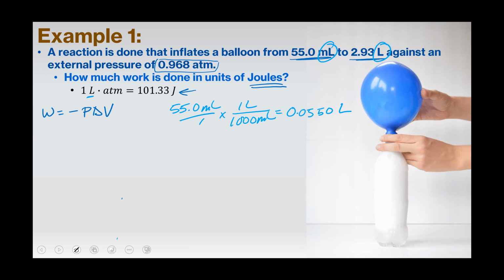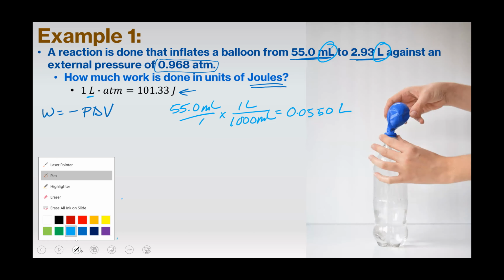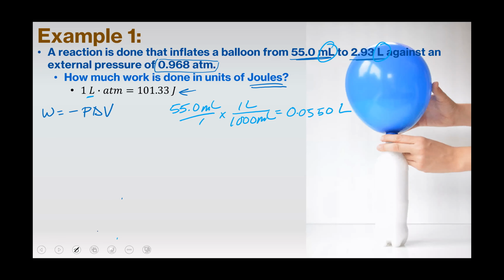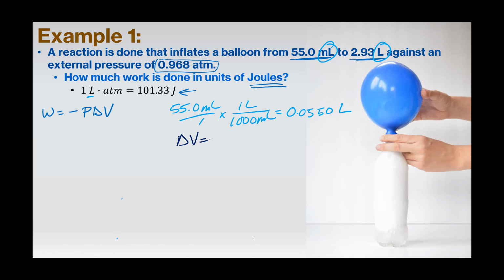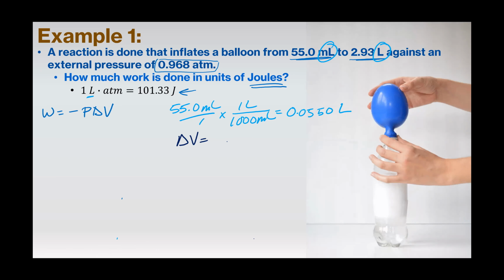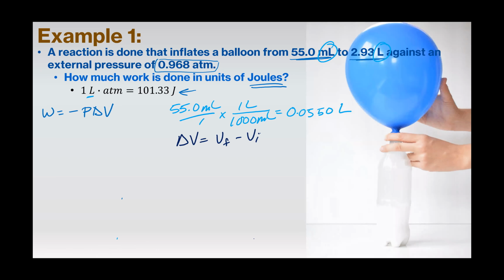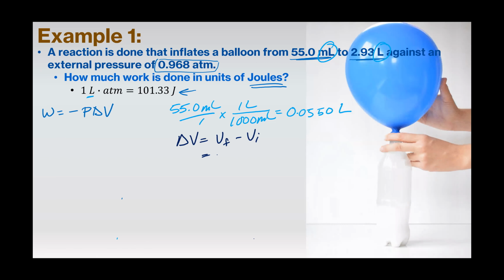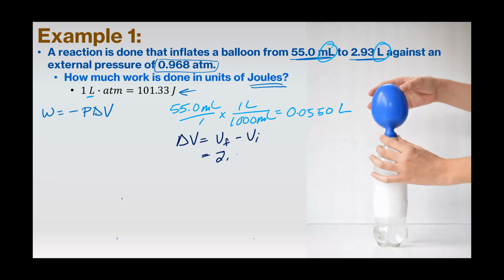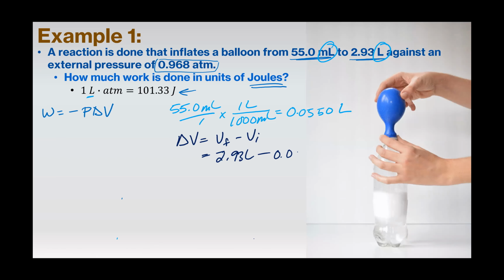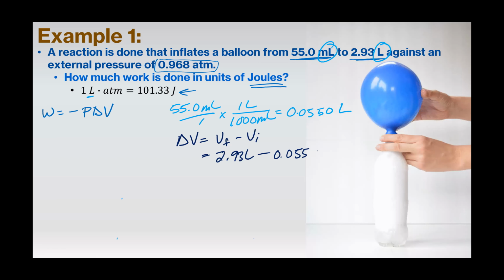We probably also want to figure out delta V. You can do this in one step or two steps, depending on what you're feeling like in the moment. I'm just going to calculate delta V and then stick it in there because that way we can see all the steps. Remember, this is V final minus V initial. Anytime we have delta, it's always final minus initial. So this is 2.93 liters minus 0.0550 liters.